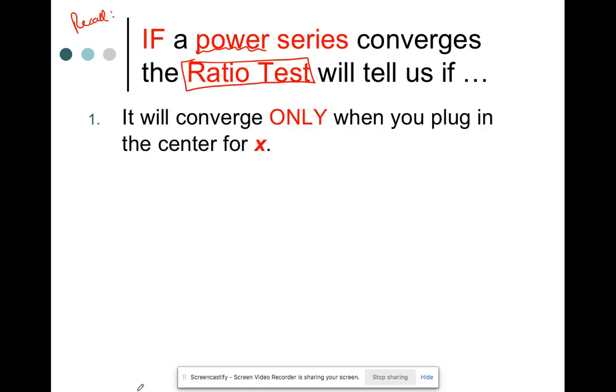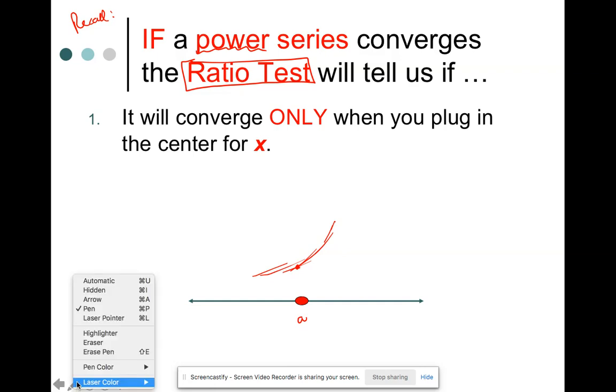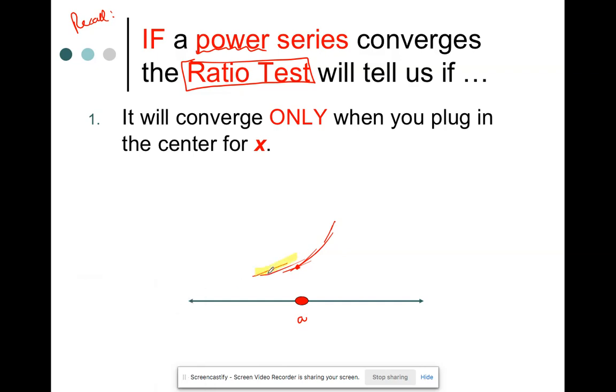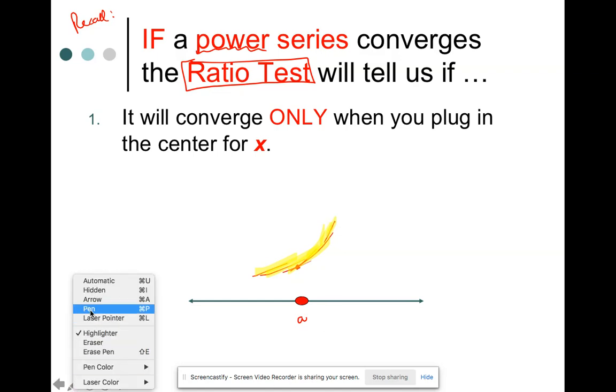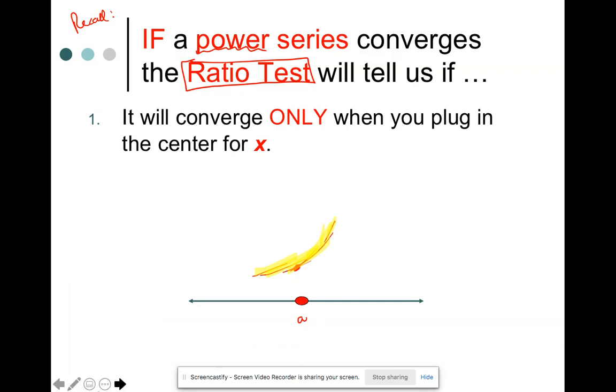if the power series will converge only at the center, the point of tangency, when you plug in that center for x, and no other x's will work, right? So if I say this is my center for my power series, maybe the function is up here. There's my point of tangency. And where does my power series match the function? Or where do I get convergence? Only if you plug in x.